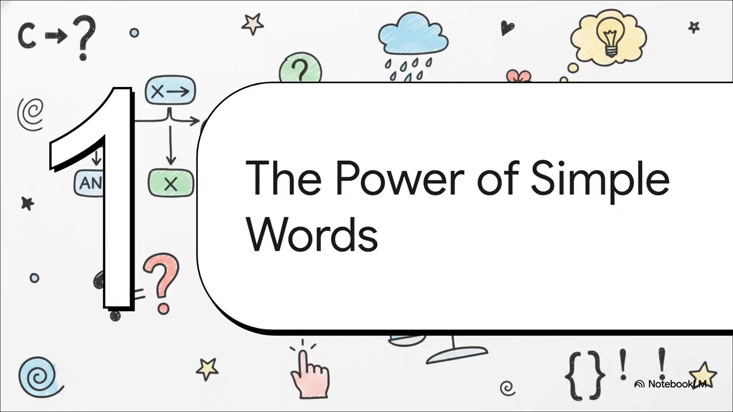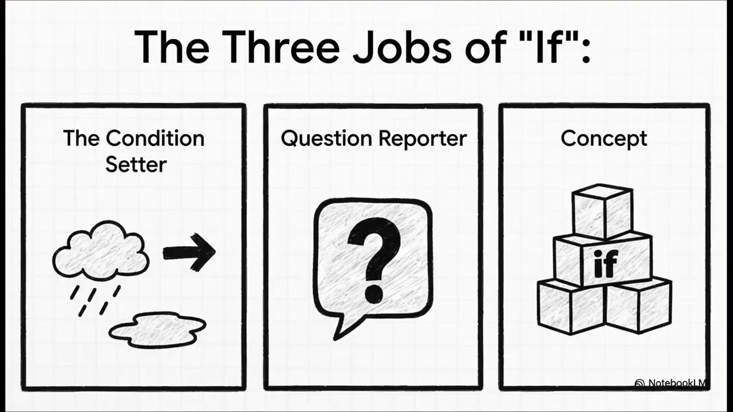Our little journey into the secret life of if started with a word we thought we knew, and it's led us to this powerful, multifunctional tool hiding in one of the most basic building blocks of our language. So let's recap what we found out. If has three totally distinct jobs. It's the condition setter, creating all those cause and effect scenarios. It's the question reporter, introducing uncertainty. And it can even be the concept itself, a noun that represents possibility. It's that incredible versatility that earned it a spot on that essential list of just 850 words.